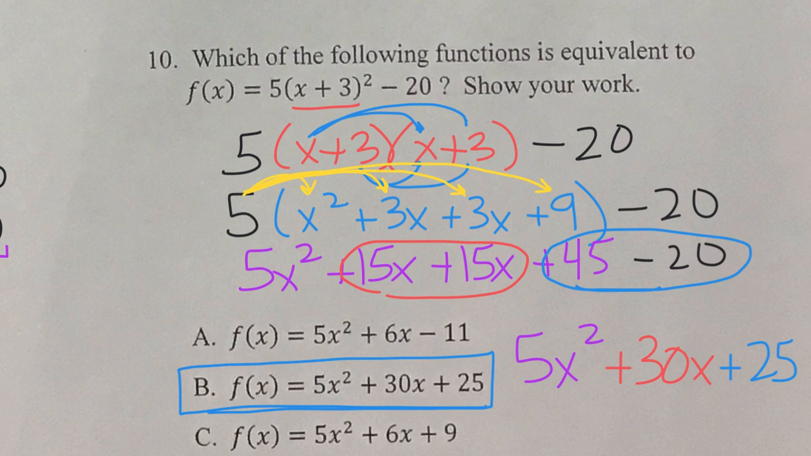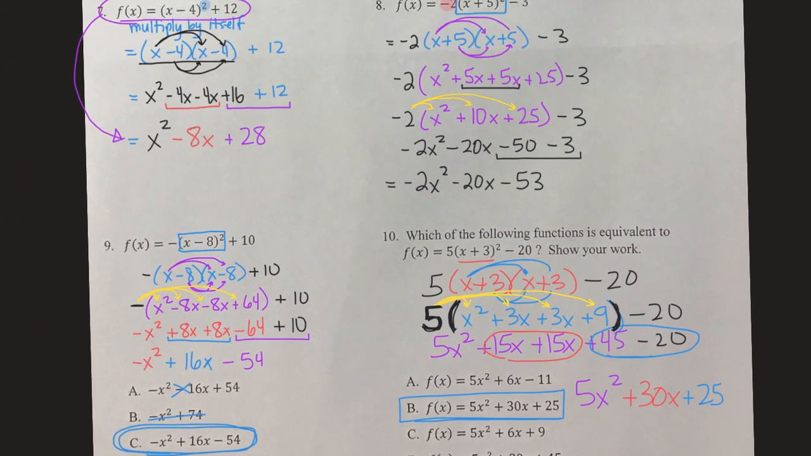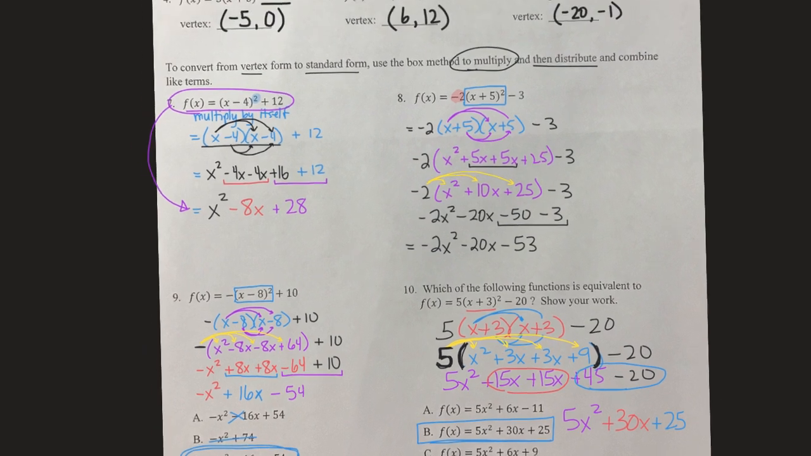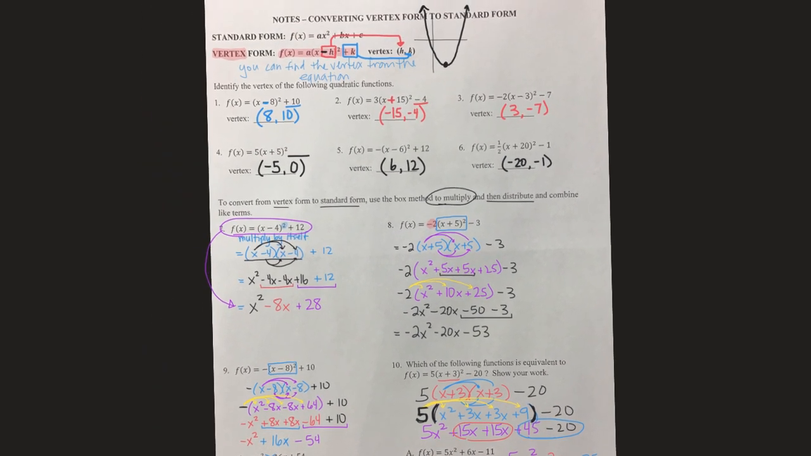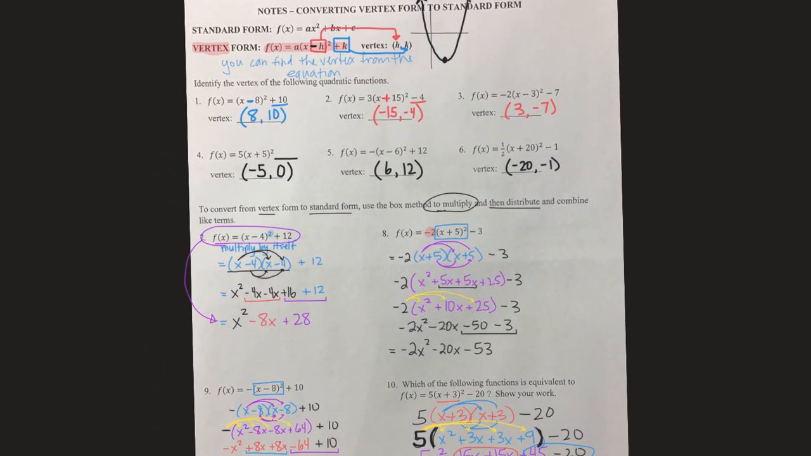Okay, so some things to remember is keep your products in parentheses so you can distribute your coefficient out front to all the terms in the parentheses. Okay, and then combine like terms, and then we have successfully gone from vertex form of a quadratic to standard form of a quadratic.